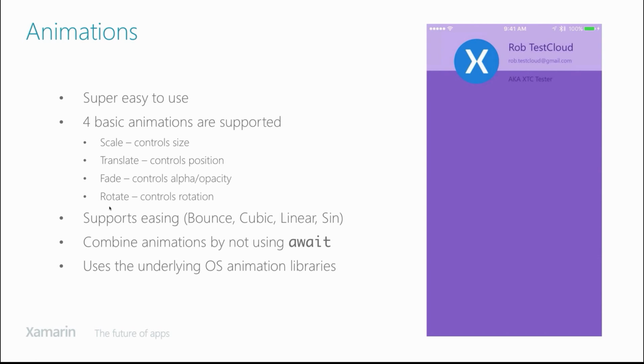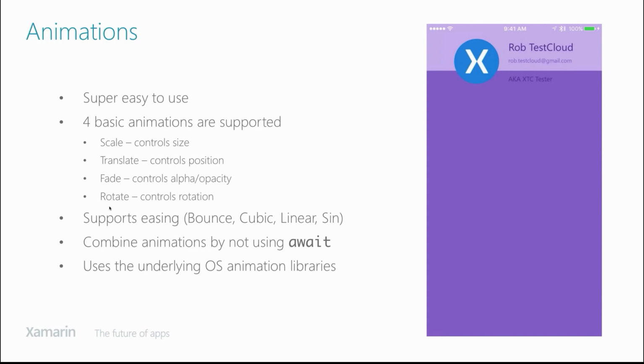So the 4 basic animations that are supported are scaling, which controls size; translate, which controls position, so you're moving X and Y coordinates; fade, which controls your alpha and opacity; and then of course rotation. In addition to those 4 types of animations, you can specify the curve or the easing of the animation, so bounce, cubic, linear, or sine.